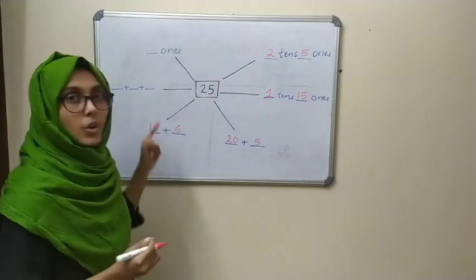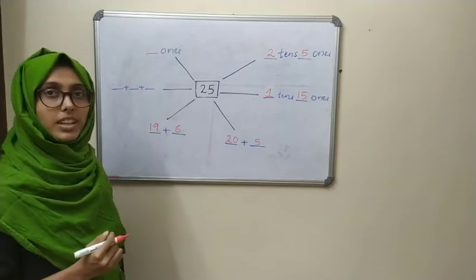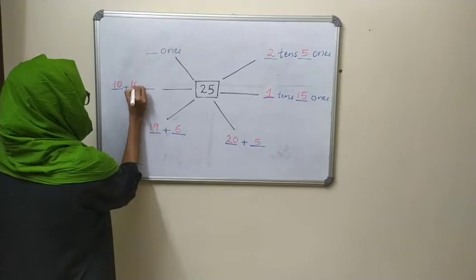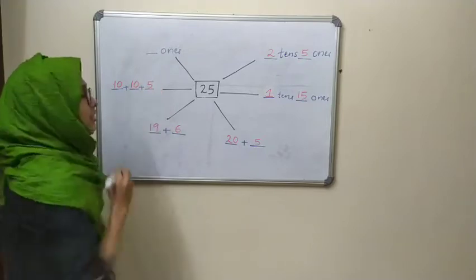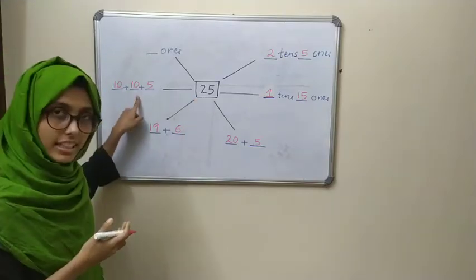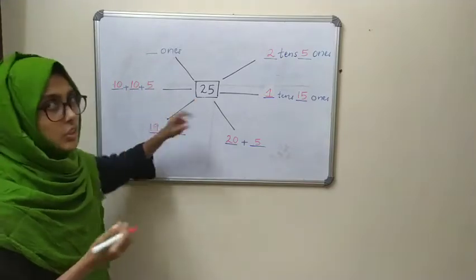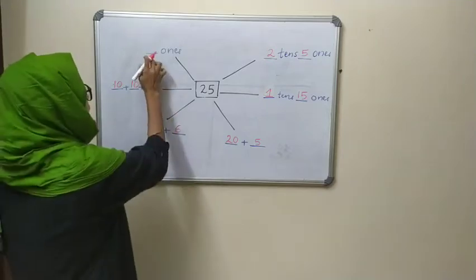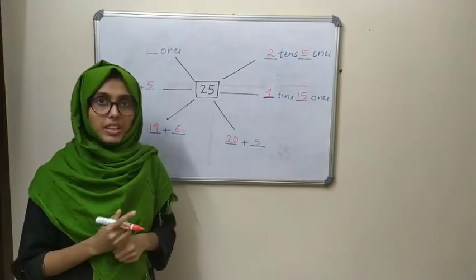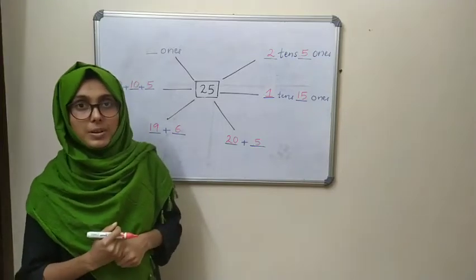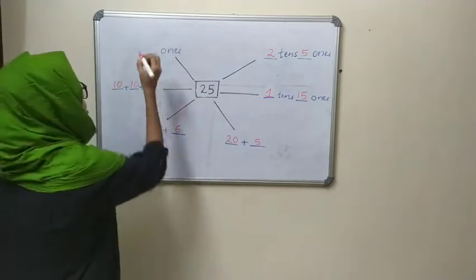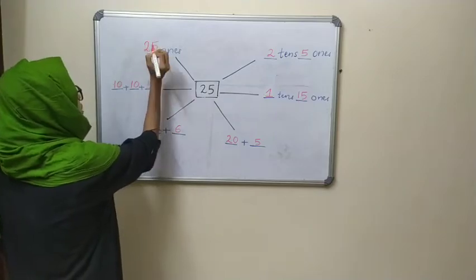So look here, what can you write here? You can write 10 plus 10 plus 5. 10 plus 10 plus 5 is 25. 10 plus 10, 20 and plus 5, 25, isn't it? So here, suppose you have 25 1 rupee coins. Then also it becomes 25, isn't it? So you can write here 25.